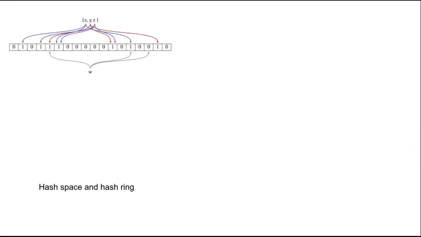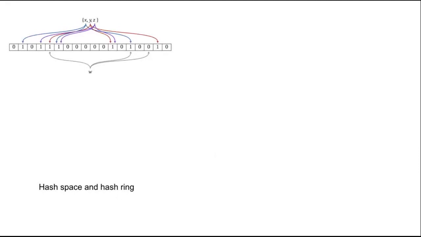So consistent hashing, if we define it, is a special kind of hashing such that when a hash table is resized and consistent hashing is used, only k/n keys need to be remapped on average, where k is the number of keys and n is the number of slots. So we just have to remap k/n keys, where k is the total number of keys and n is the number of slots. Right. So for that, let's first understand what hash space and hash ring are.